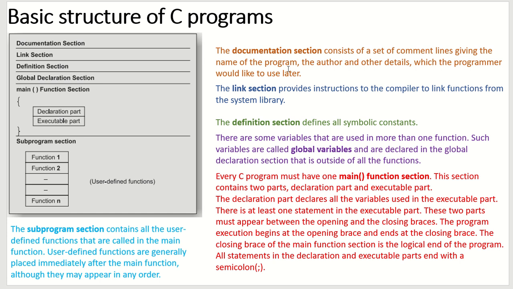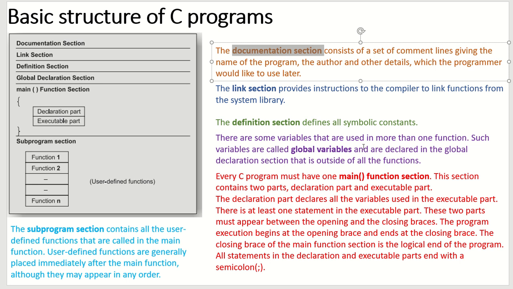And here is the meaning. The documentation section consists of a set of comment lines giving the name of the program, author, and other details. That is documentation. The link section provides instructions to the compiler to link functions from your system library, like #include <stdio.h>, <conio.h>, etc. The definition section defines all the symbolic constants, like #define PI 3.14, something like that.